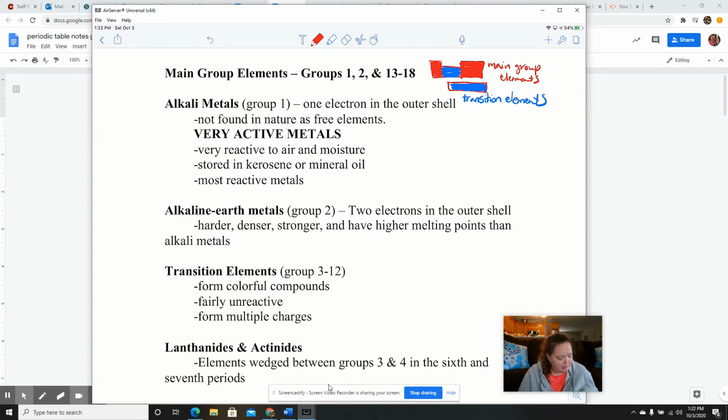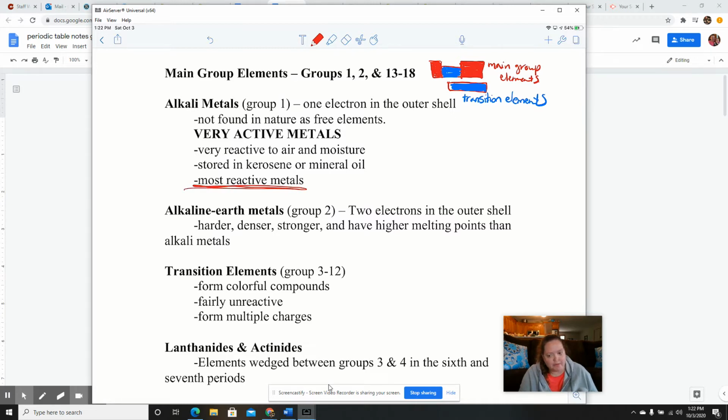We'll run through the notes here first, and then we will go to the periodic table, and I will draw on there and show you what each family, or each column, or each group is called. So we've got alkali metals, which is group number 1. They have 1 electron in their outer shell. The big thing I want you to take away here is that they are very active metals. They are the most reactive metals that you are going to find.